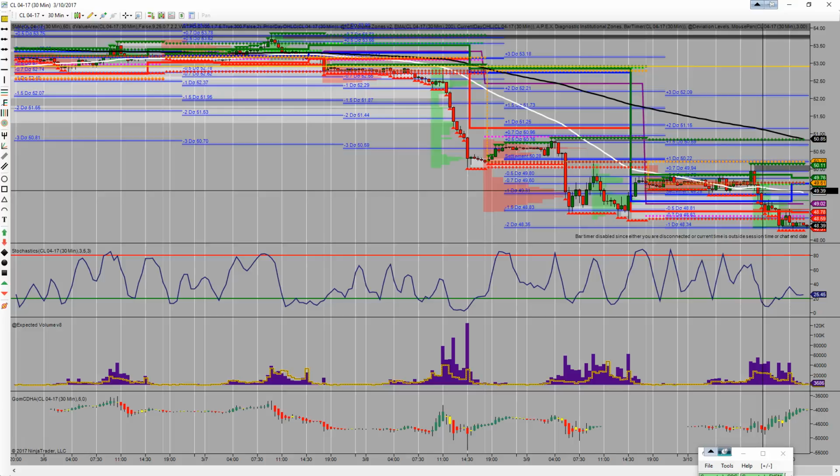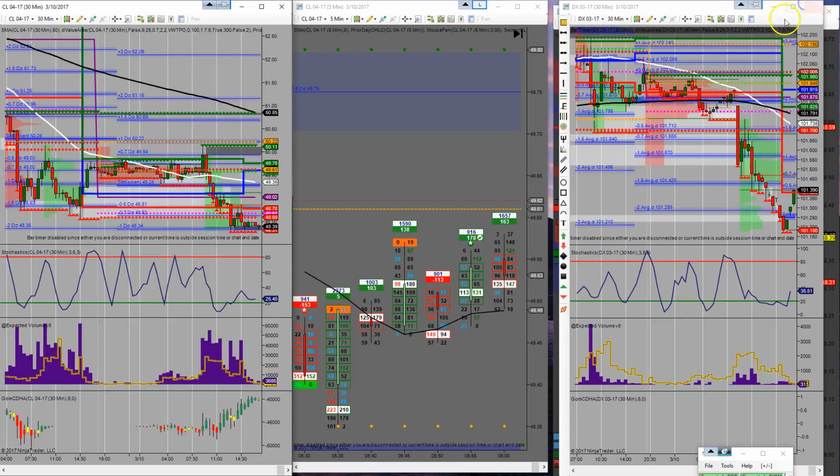49.36. Well, what do you know? Right in this area, you have a deviation line from yesterday, and those are still significant. And then you also are getting really close to settlement at 49.28.